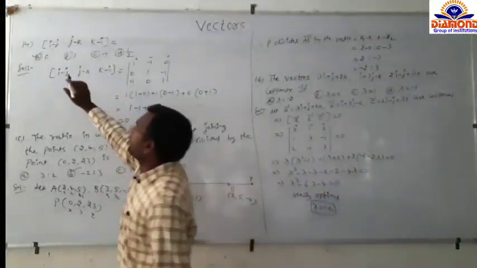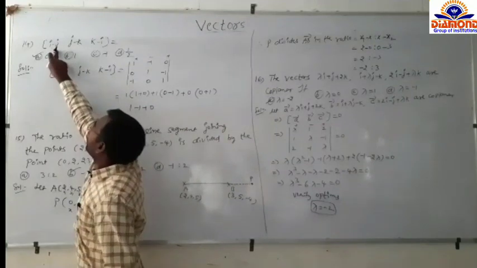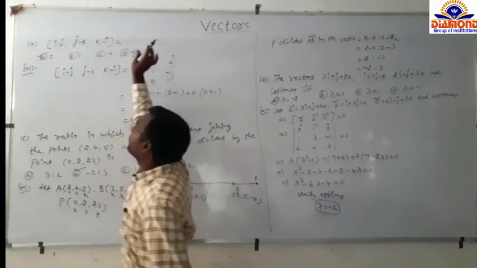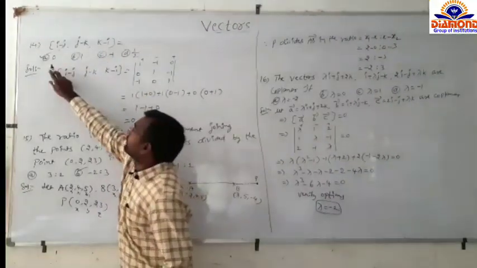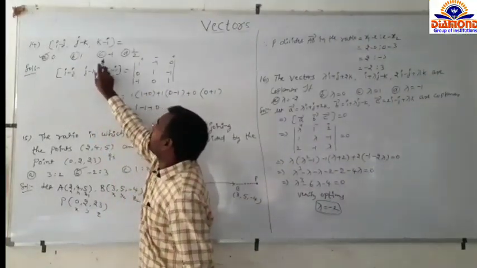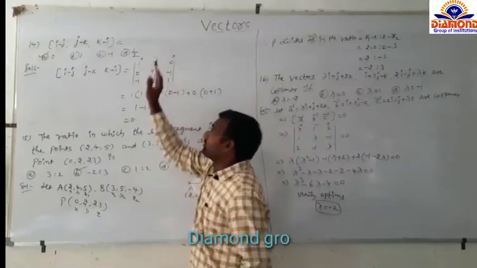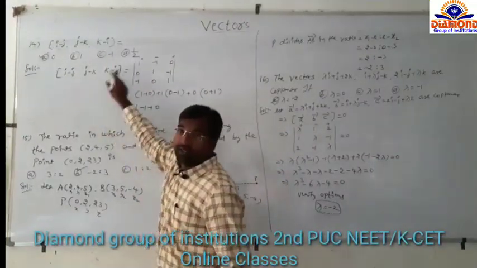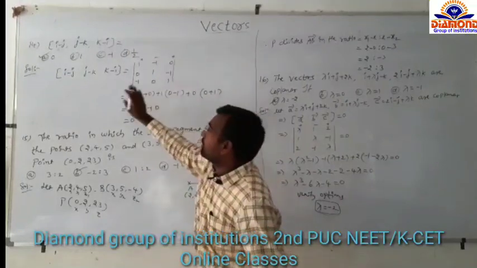Next question. Box of i minus j, j minus k, k minus i equals: first option 0, second option 1, third option minus 1, fourth option 1 by 2. So find out this box value. Box is nothing but the determinant of the given vectors.